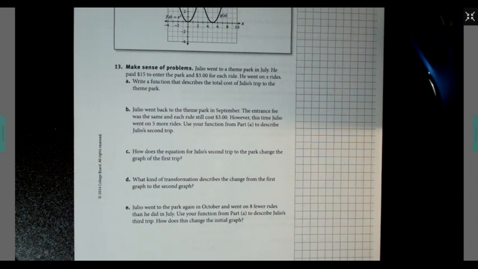Number 13. Make sense of problems. Julio went to a theme park in July. He paid $15 to enter the park and $3 for each ride. He went on x rides. Write a function that describes the total cost of Julio's trip to the theme park.